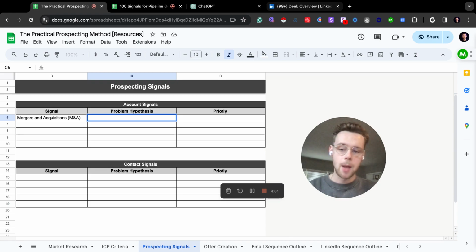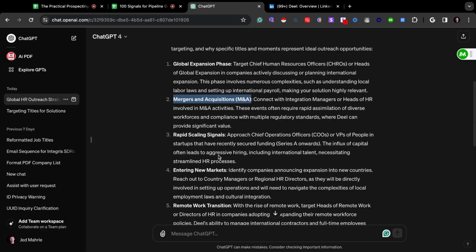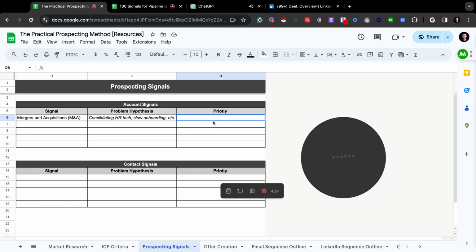So problems might be something along the lines of consolidating tech, HR tech, slow onboarding, etc. So obviously you want to think about these a little bit more critically. This is just an example, but I would go through and take all these examples, pop them in there, and then think about the problem hypothesis.